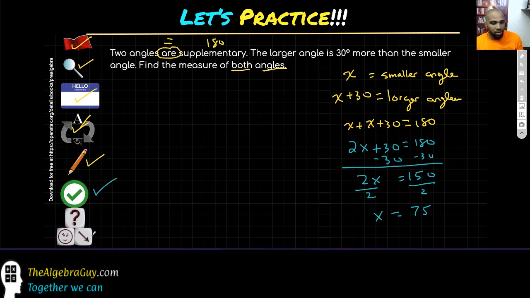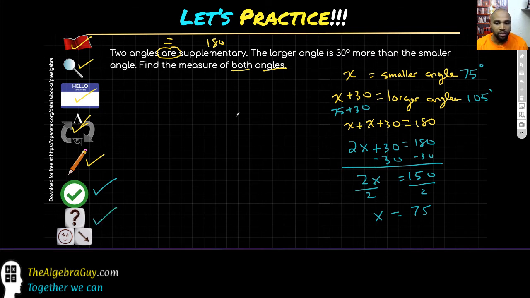Now let's check to make sure the answer is answering the question. What's the measure of both angles? Well, the smaller angle is just x. That's going to be 75 degrees. The larger angle is going to be x plus 30, so it's 75 plus 30, which gives me 105 degrees.